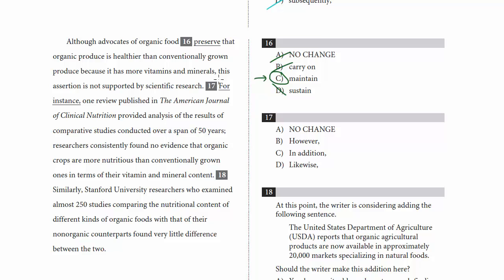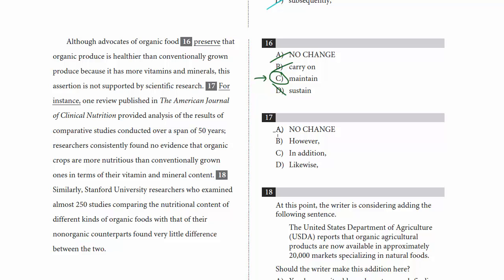17. For instance, one review published in the American Journal of Clinical Nutrition provided analysis of the results of comparative studies conducted over a span of 50 years. Researchers consistently found no evidence that organic crops are more nutritious than conventionally grown ones in terms of their vitamin and mineral contents. So notice the previous sentence talked about how the research doesn't show that the food is healthier, and then this gives an example of a study that shows organic food isn't healthier. So for instance actually looks pretty good, right? It's showing an example of the argument that's laid out in the opening sentence. So we actually like for instance.